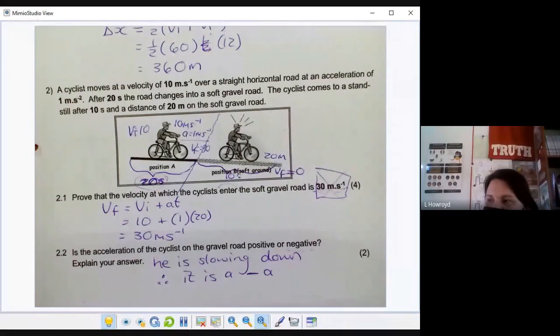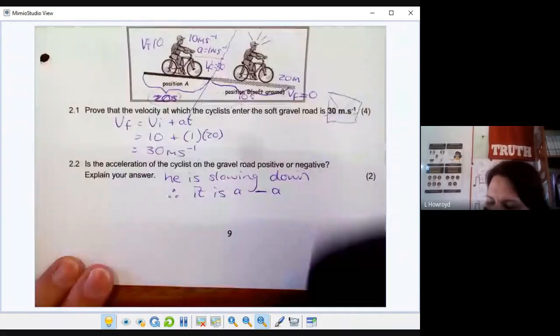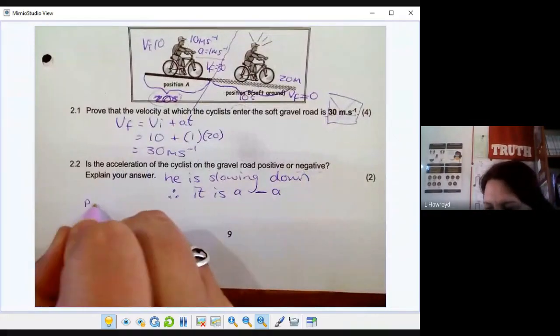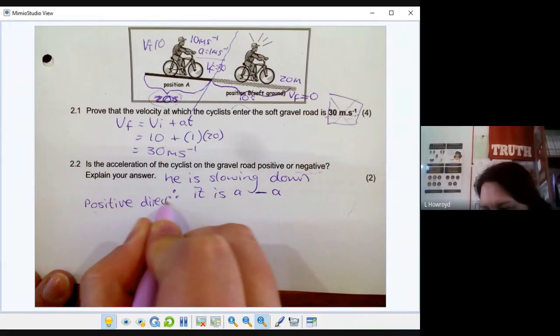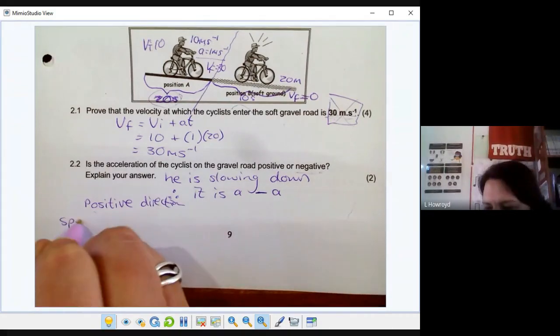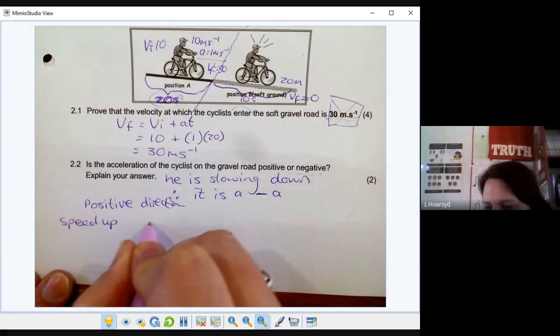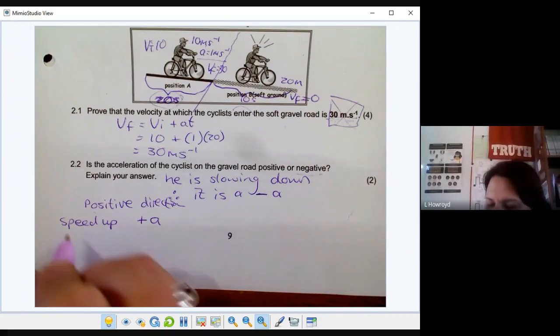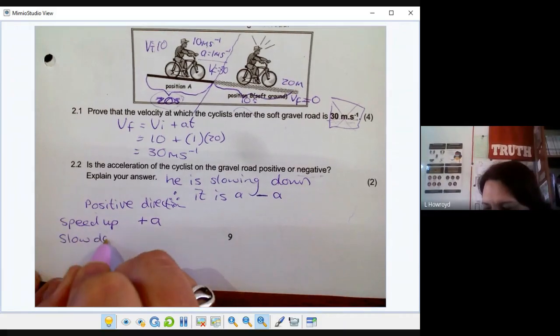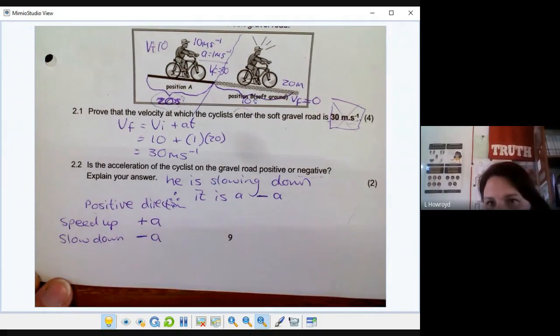So I decelerate in the negative direction. It does become a positive. That's exactly what it does. Okay, so let me write down what I said. If we're in the positive direction and we speed up, we will have a positive A. If we slow down, it'll be a negative A.